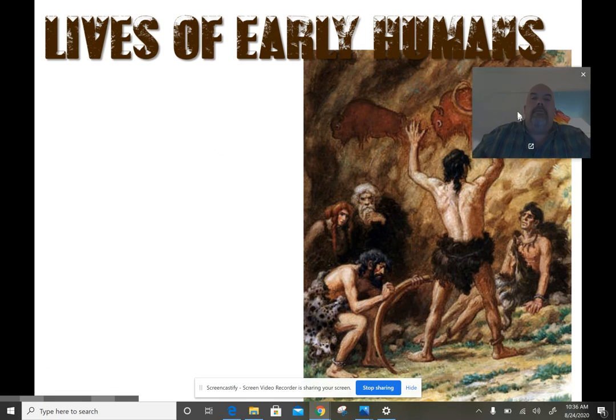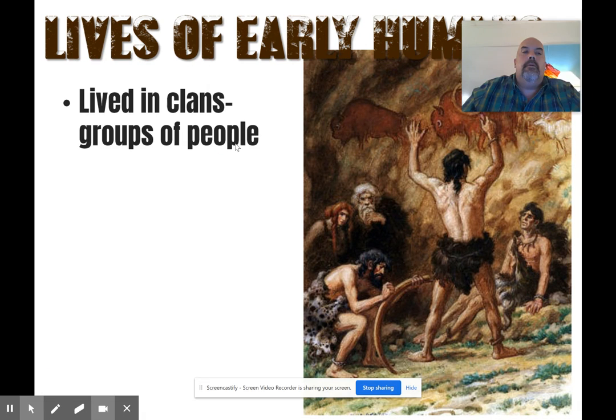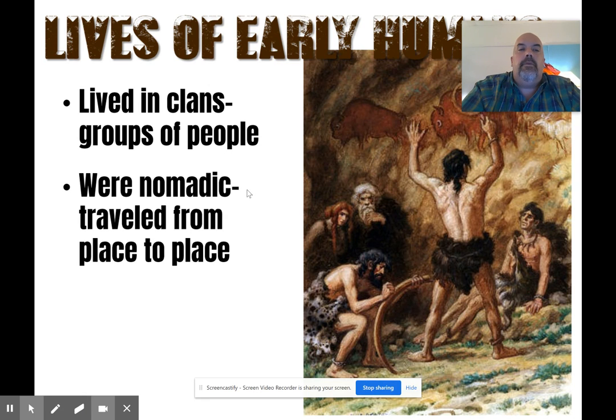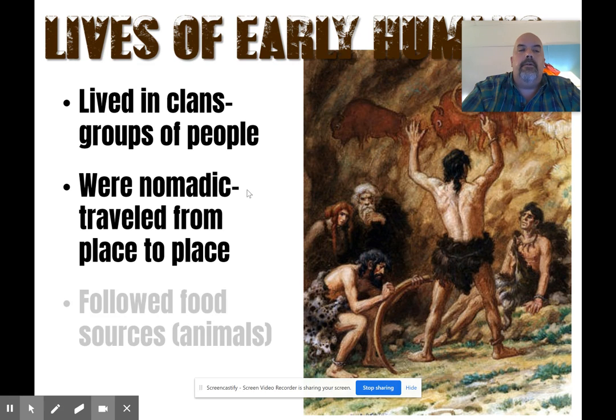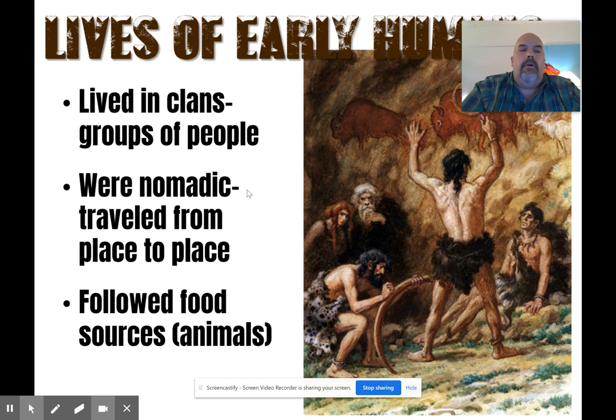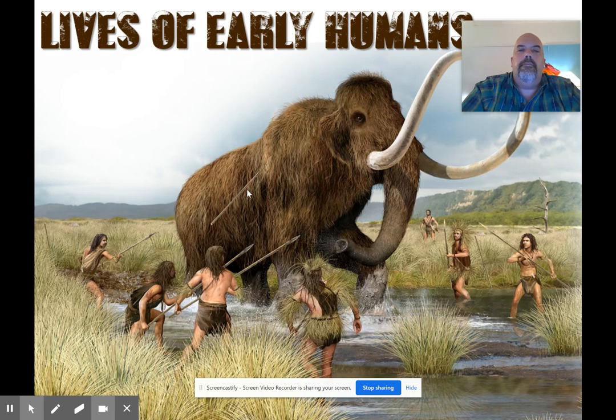Let's talk about the lives of early humans. Lived in clans, which are groups of people. Were nomadic, traveled from place to place, hunter-gatherers, just developed ways to hunt on the run, gather food on the run, and just followed herds, migration of herds, followed the food sources, able to develop into highly developed hunters.